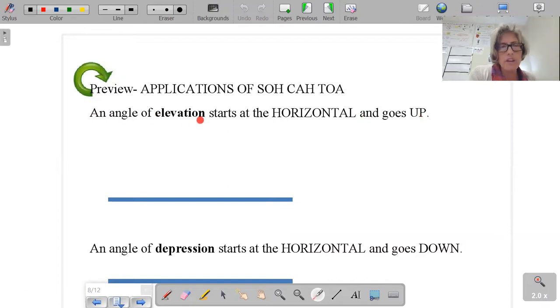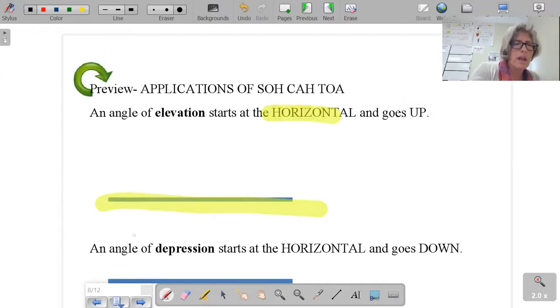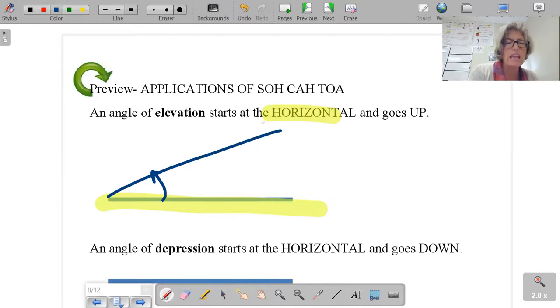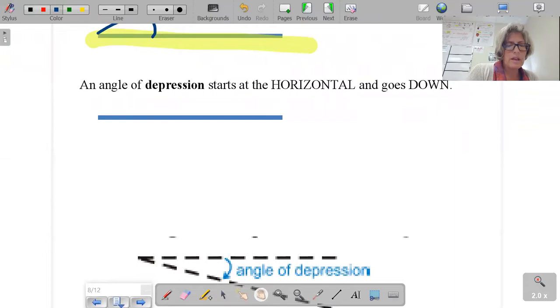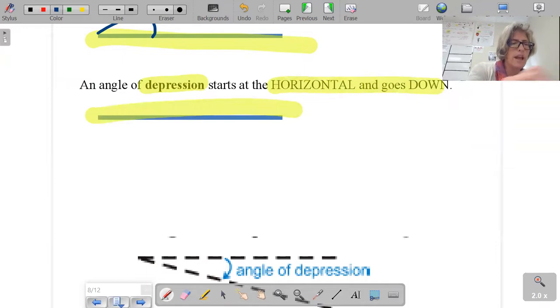An angle of elevation starts at a horizontal and angles upward. It's very important. That would be an angle of elevation. An angle of depression starts at a horizontal and goes downward.